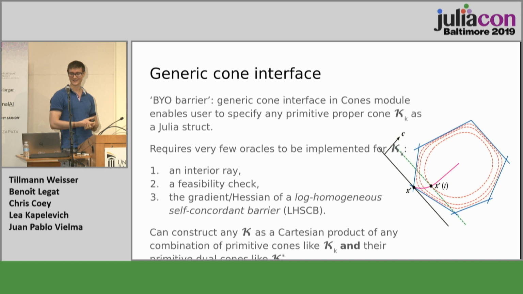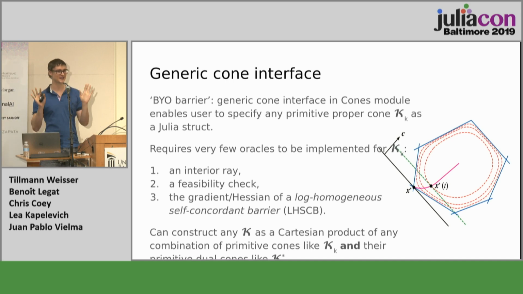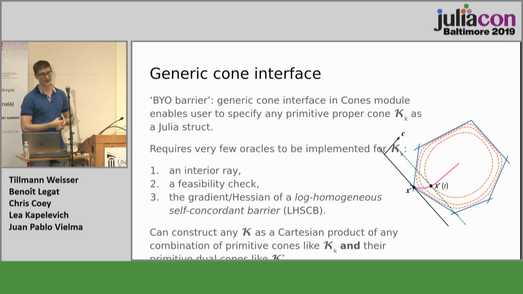All right. Generic cone interface. This is one of the main highlights of Hypatia. So I don't know if we coined this or not, but bring your own barrier. It allows the user to specify any primitive proper cone, K sub k, as a Julia struct. And the user only has to implement very few oracles. They need just one interior array that helps us get an initial starting point, a feasibility check for a point, and the gradient and Hessian of a barrier, which satisfies some properties.